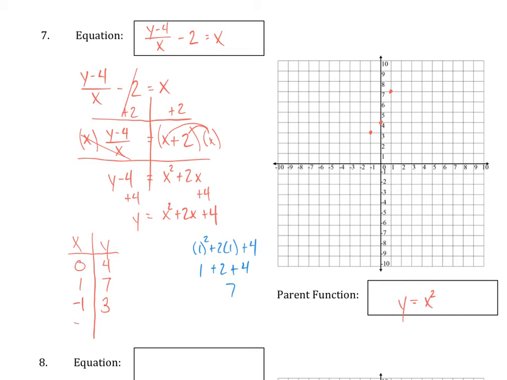Then I'll try -2. I'll draw this one out in blue. This is going to be -2 squared plus 2 times -2 plus 4. -2 squared is 4 minus 4 because 2 times -2 is -4 plus 4. Well, 4 minus 4 is 0, so we're just left with 4.